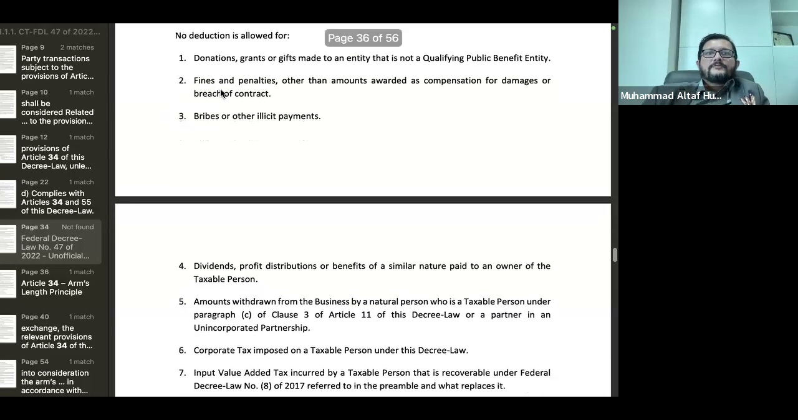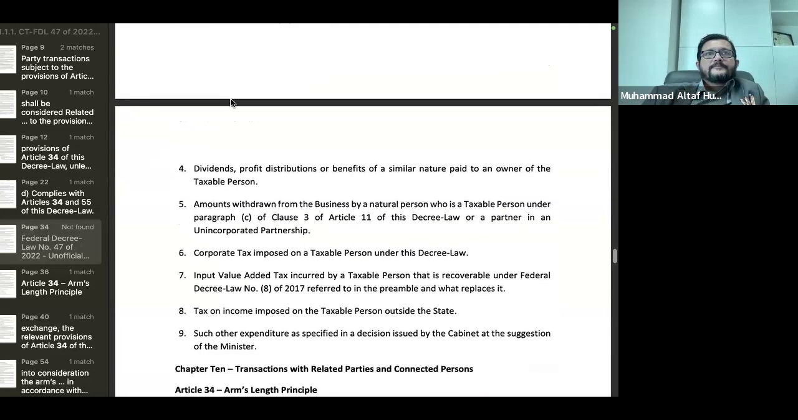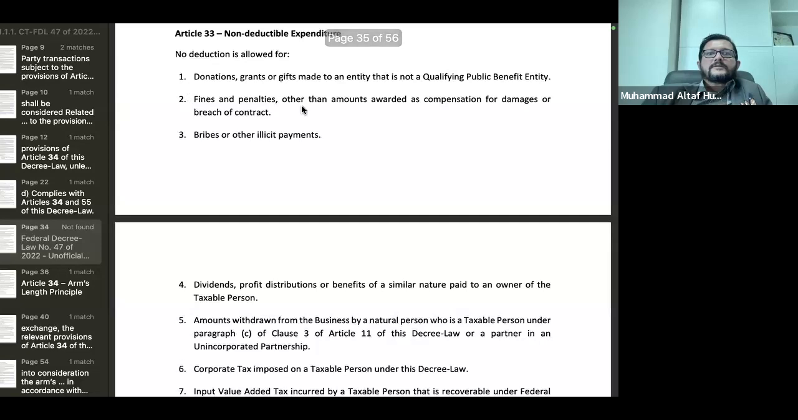Fines, penalties, other amounts awarded as compensation for damages or breach of contract: no deduction. Even for breach of contract. You see this? Even for that, there is no deduction. Bribes, illicit payments. Like the first one, it's to an exempt person. In the same way, if a fine is paid to a government entity, still it is not deductible. Read and tell me. This is a question asked by many people on the Sync GCC platform also.